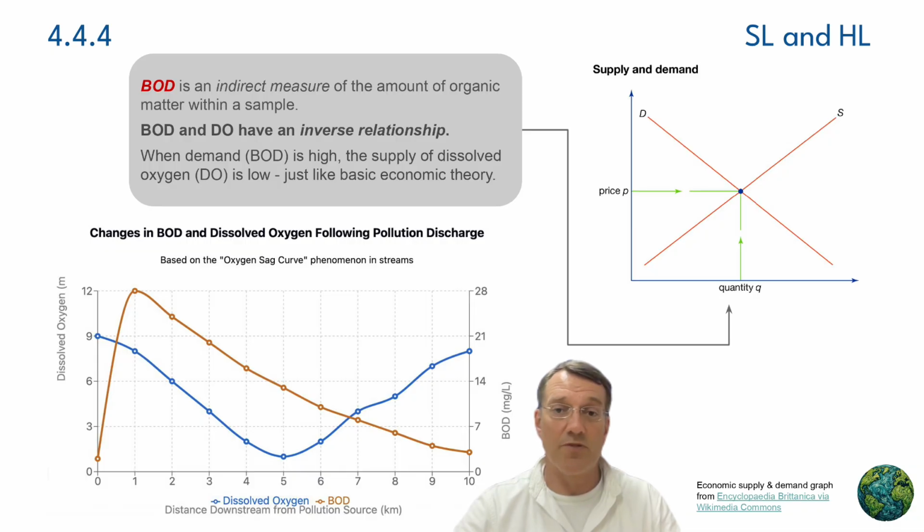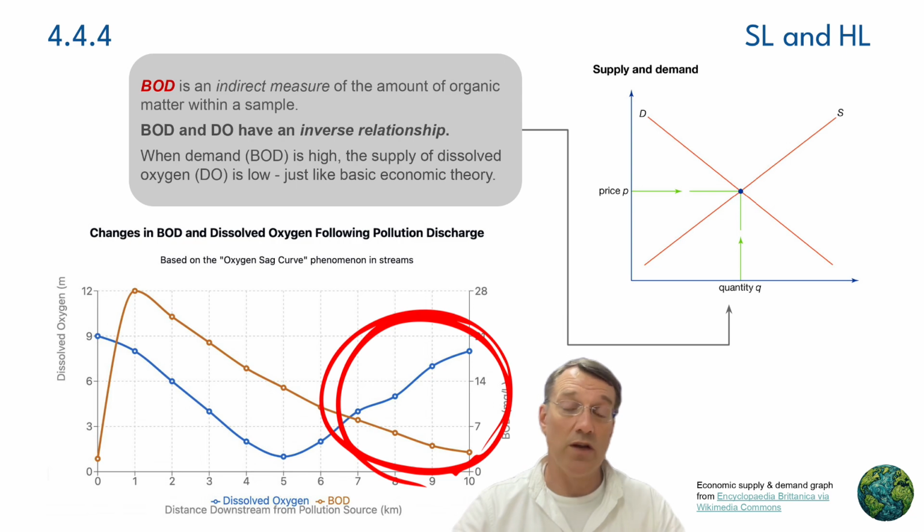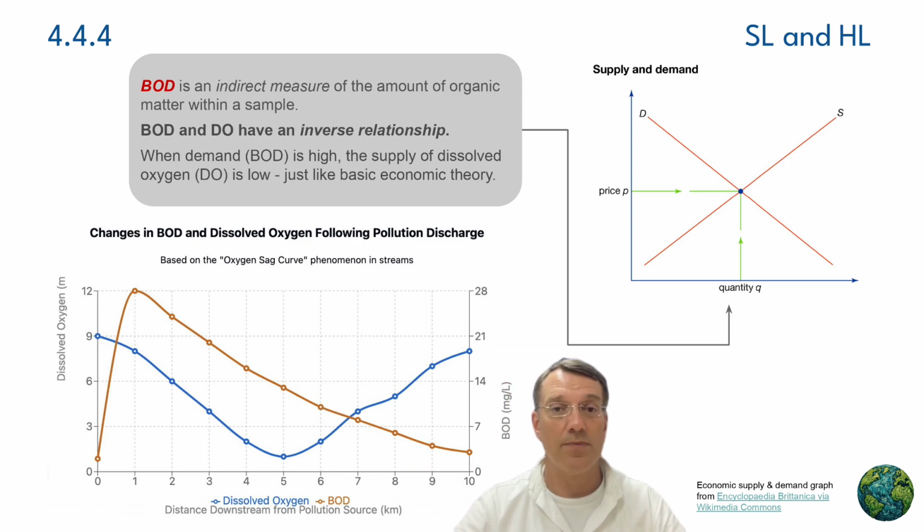Here's the crucial relationship to understand. BOD is an indirect measure of the amount of organic matter in a water sample. More organic waste means more bacteria working to decompose it, and more bacteria working to decompose it means higher oxygen demand. BOD and dissolved oxygen, or DO, have an inverse relationship. When one goes up, the other goes down. This graph demonstrates this perfectly.